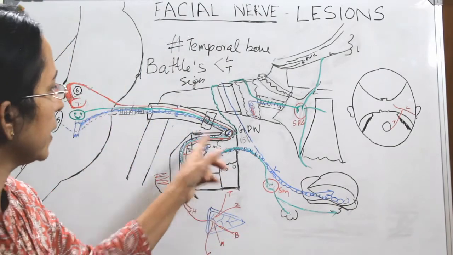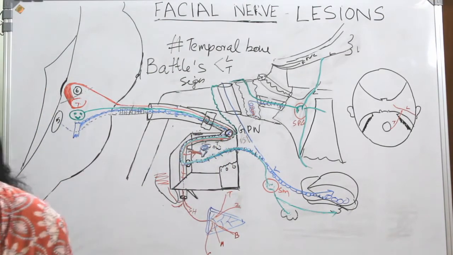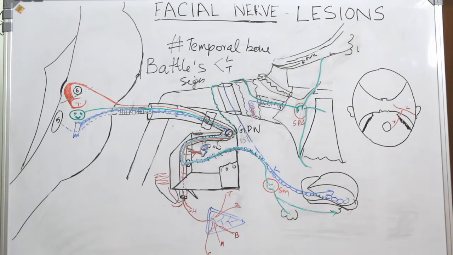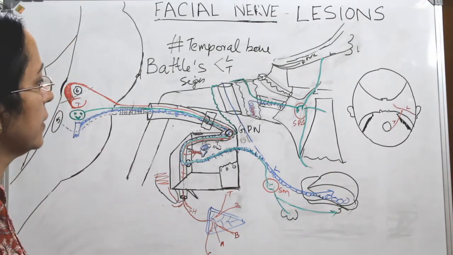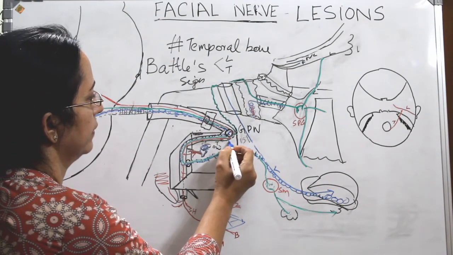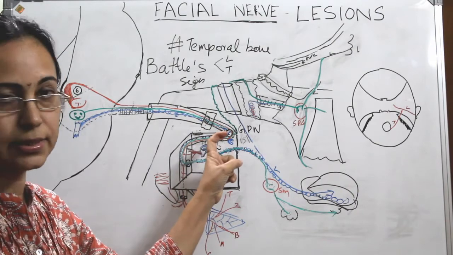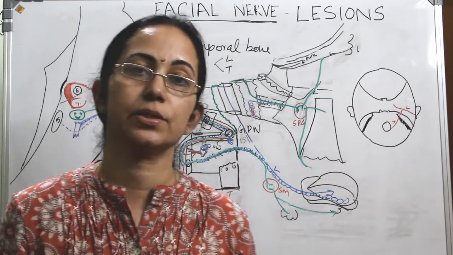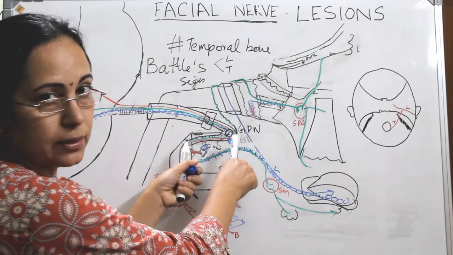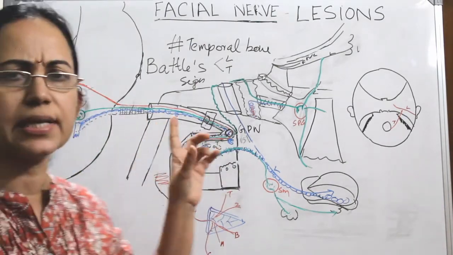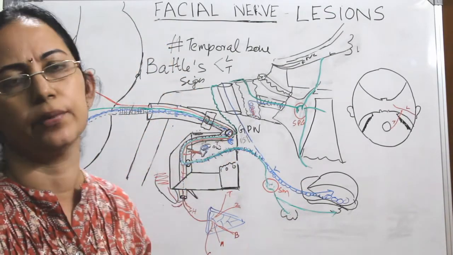Okay. Then, from the geniculate ganglion, it takes a sharp turn, right? So, there is another landmark sitting there. What is that? Here, a hook-like structure, that is processus cochleariformis. So, this segment from here to here is the tympanic segment. Just anterior to the tympanic segment, there is processus cochleariformis.